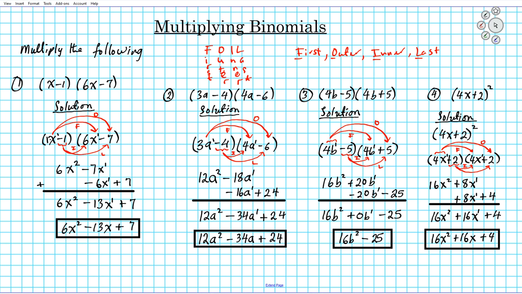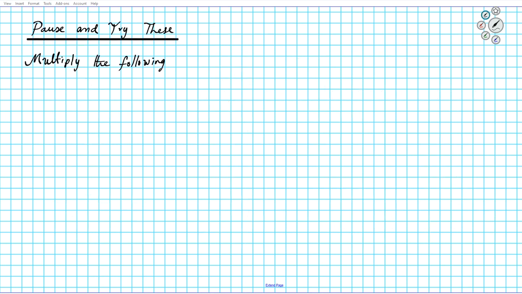All right, now let's go ahead and have you try out some practice problems. All right, so now the task is to multiply the following. For question number 1, let's have you multiply 5a minus 7 times 7a minus 3. For question number 2, let's have you multiply 3a plus 8 times 4a plus 1.